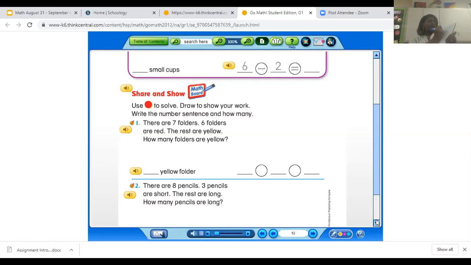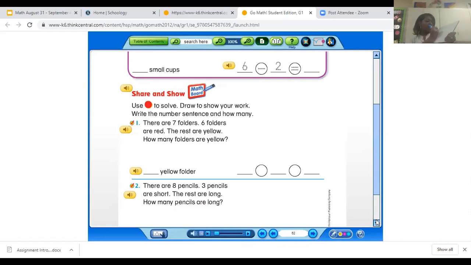1, 2, 3, 4, 5, 6. So I have 6 red folders. The rest are yellow. So how many of these are yellow? Well, let's see. I have just one. So what is my subtraction sentence?